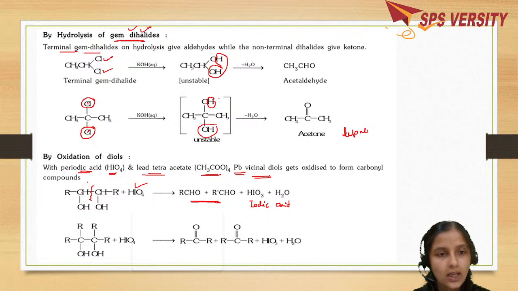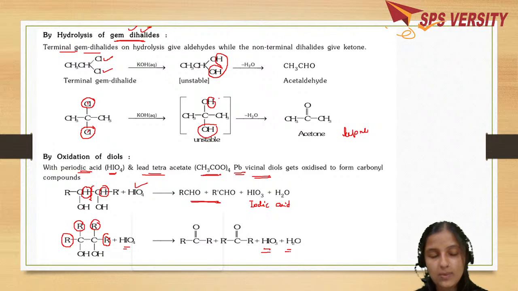Hope you get it. If these two are hydrogens attached to the carbon atom, then you are going to get the aldehydes. Instead, if they are alkyl groups, and you now treat this vicinal diol with periodic acid, then you are going to get the iodic acid. And what is the main product? Just like the previous reaction, the bond is going to break here. You get C double bond O and C double bond O here, resulting in the formation of a ketone. Hope it's clear to you.